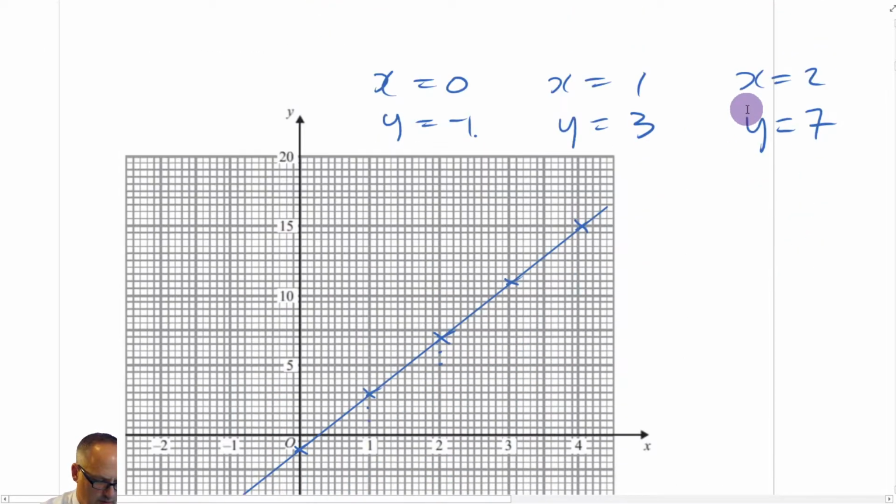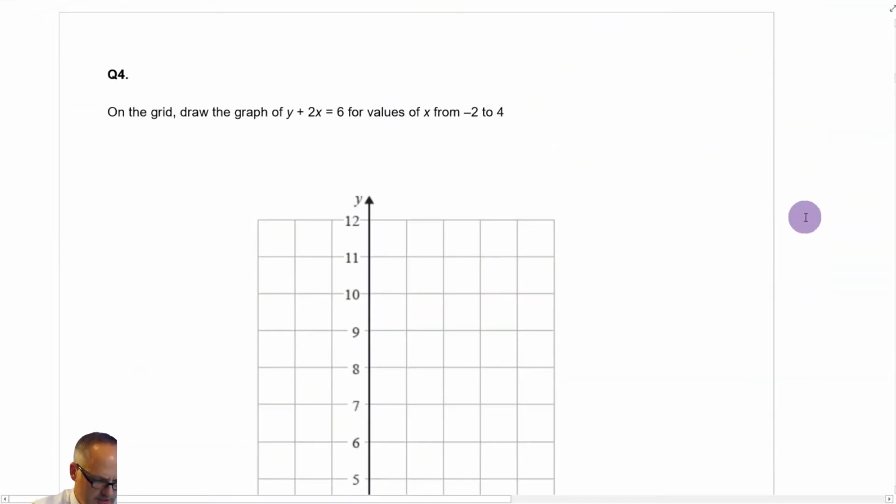So this is the line y equals 4x minus 1. Moving on to this question, we'll do the same again. We'll put some x values in and we'll find some y values out. So let's put some x values in. We're going from -2 to 4.